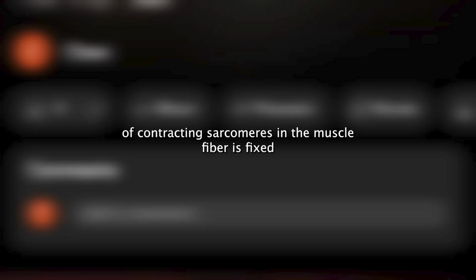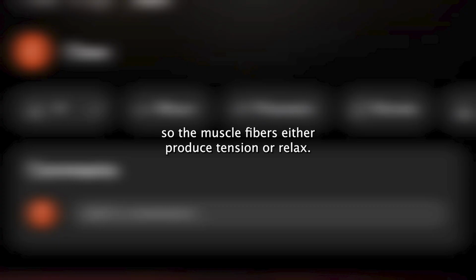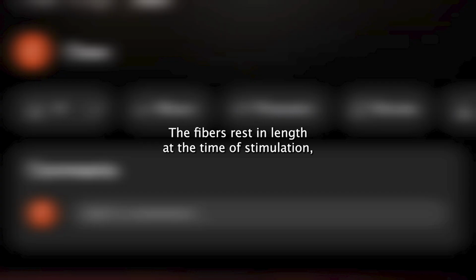I'm going to skip the slide. It's too busy. The number of contracting sarcomeres in a muscle fiber is fixed. So a muscle fiber is either producing tension or relaxed. The amount of tension produced depends on the number of power strokes performed, the fiber's resting length at the time of stimulation, and the frequency of stimulation. We'll see what that means in just a second.